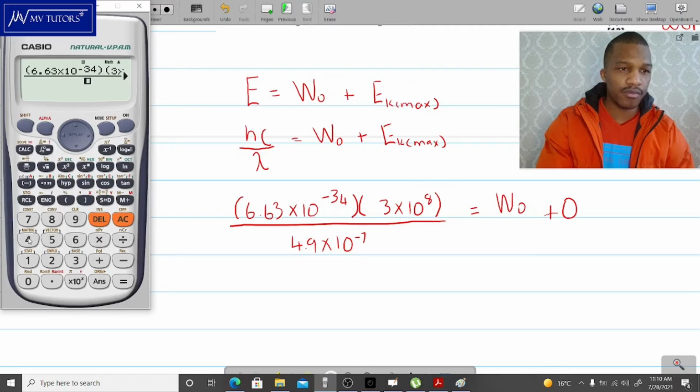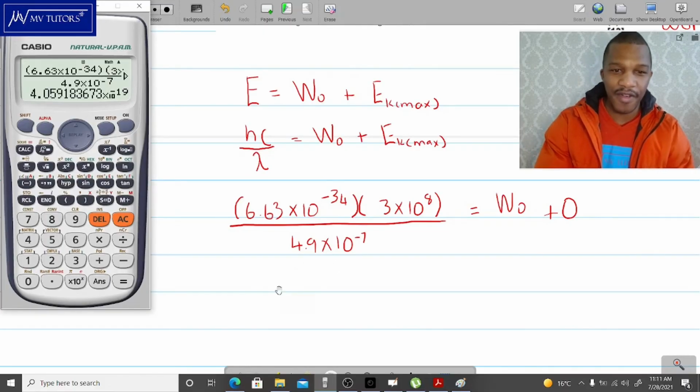come to the bottom, 4.9 times 10 to the power minus 7. There's an easier way of doing these times 10 just by using that function there. You need to say shift log and then, but I prefer the long way.